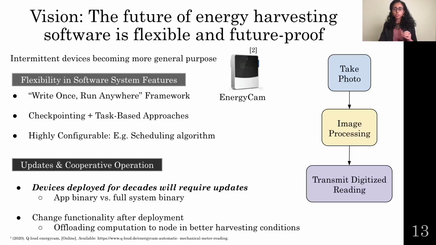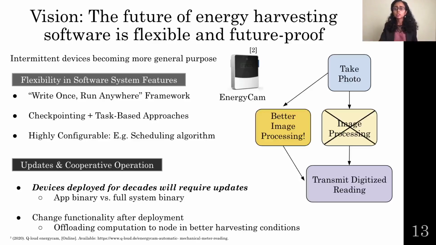So in a case like this, you can imagine wanting to update it over time, but you could see maybe the photo taking and the transmission code being the same, but maybe you want to update the image processing. Then you can just update that portion of the code.